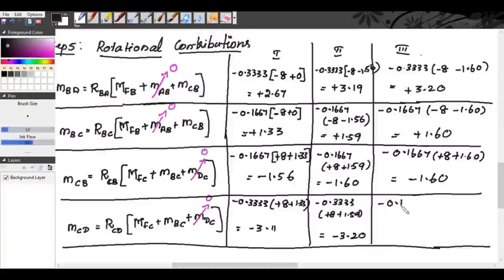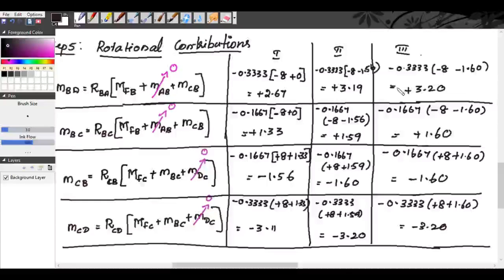Minus 0.3333 multiplied by plus 8 plus 1.60. We get minus 3.20, same value. If you want, you can go for two more iterations until you get the closer values. But I think in the next iteration, you will get the same value. So we will stop with this.